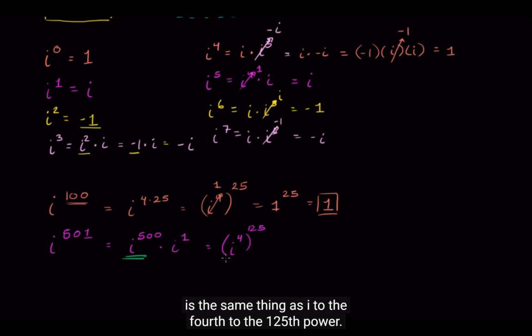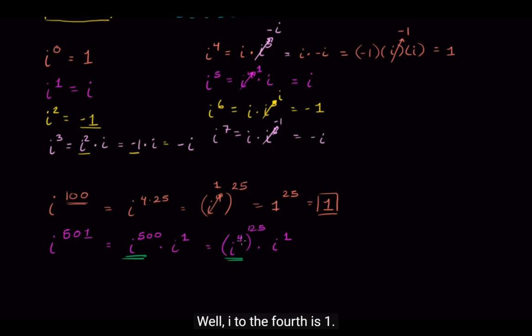i to the 500th is the same thing as i to the 4th to the 125th power, and then that times i to the first power. Well, i to the fourth is 1. 1 to the 125th power is just going to be 1. This whole thing is 1. And so we are just left with i to the first. So this is going to be equal to i.